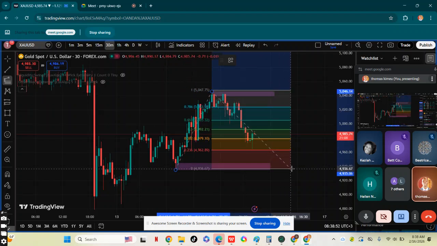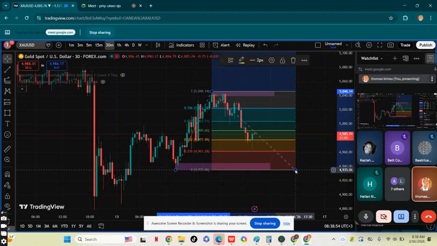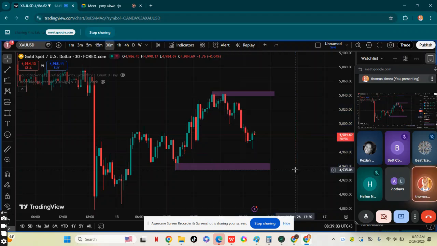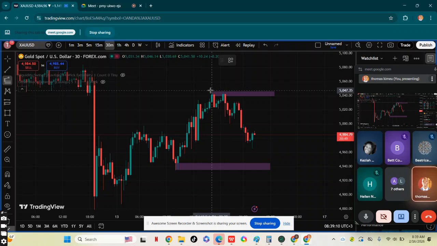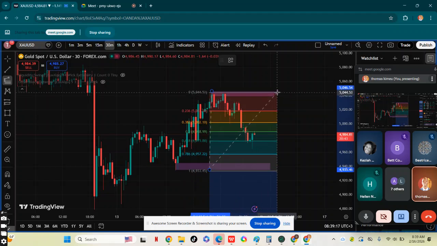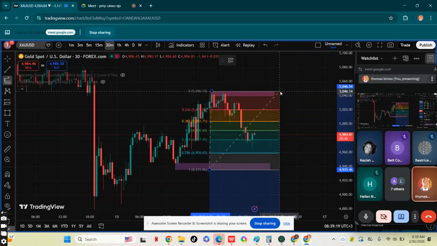Then you drag. Are we together? If it's a downtrend, like this one, you can see it's a downtrend, you click from the resistance to support, then back like that. That's how you draw it.